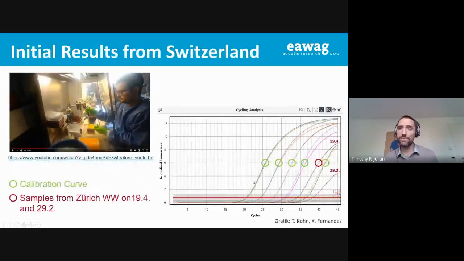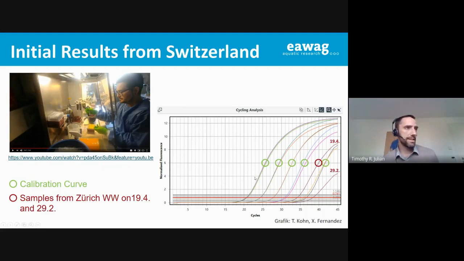Despite all of these challenges, we've still had a number of successes. We have the first results from Switzerland reported. And that's Javi shown there. He's a postdoc working on the project, working in a biosafety fume hood with a qPCR step.